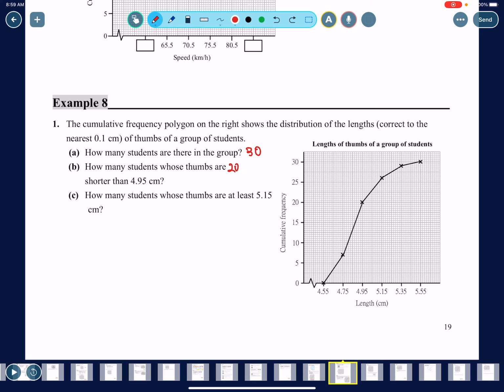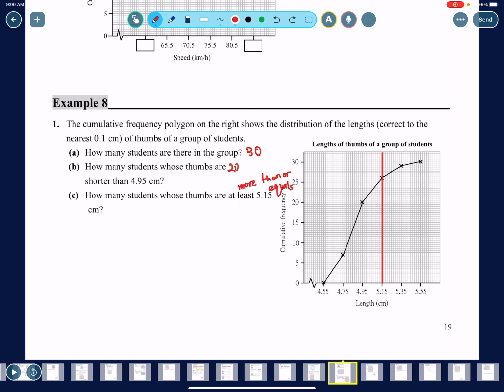How many students have at least, meaning more than or equal to, 5.15 cm? 5.15 cm is over here. That's 24, I believe. Yeah, 24 at least. Now this one's a bit tricky. Some of you might just add these numbers, but it doesn't make sense, right? If you understand the cumulative frequency meaning.